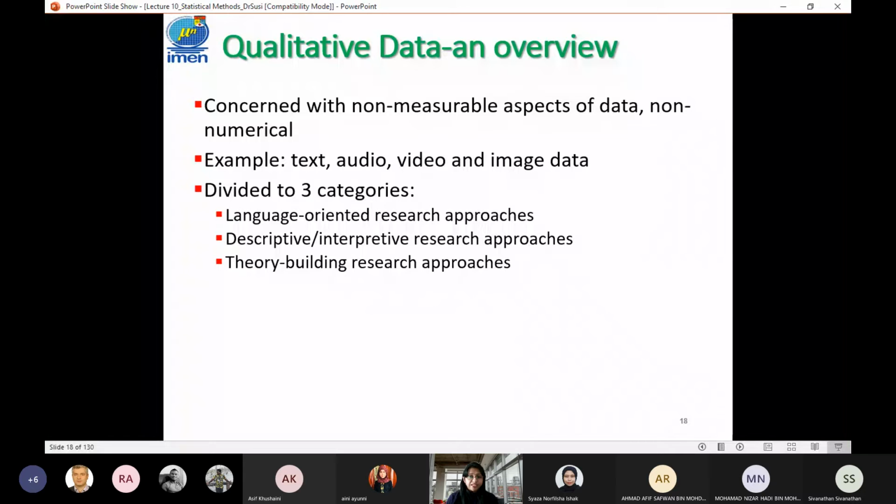Qualitative data, just an overview. This is a recap of what Dr. Abang has already taught you. It's concerned with non-measurable aspects of data, so it's non-numerical: text, audio, video, and image data. I believe that all of you are doing quantitative, unless a portion of your research involves social science, then you'll have some qualitative data. Basically in qualitative, you have language-oriented, descriptive and interpretive, and also theory-building research approaches.